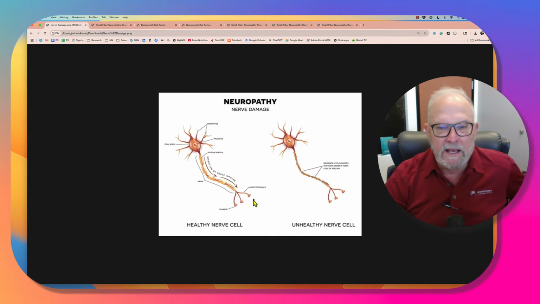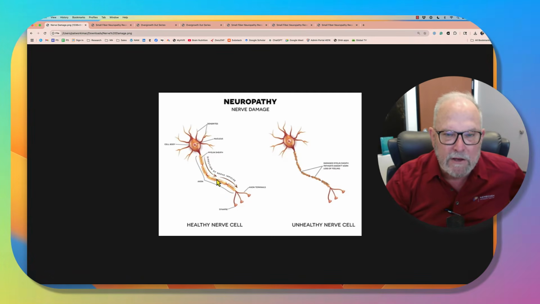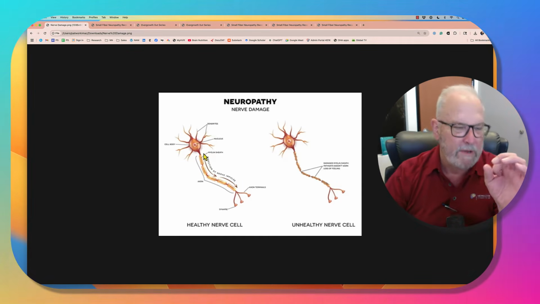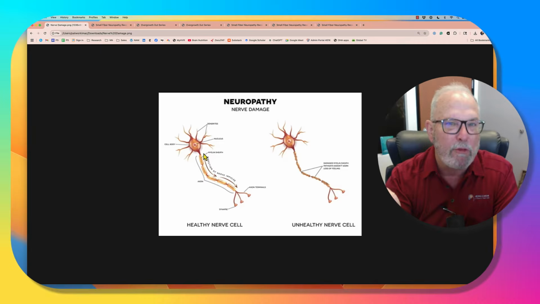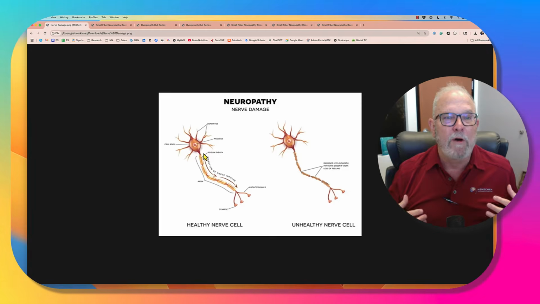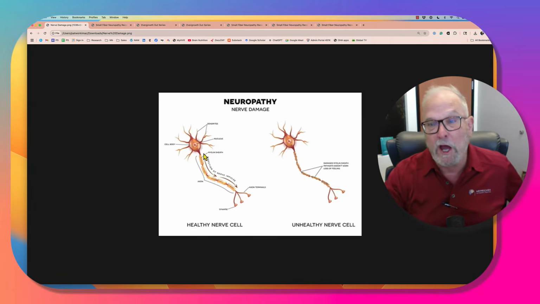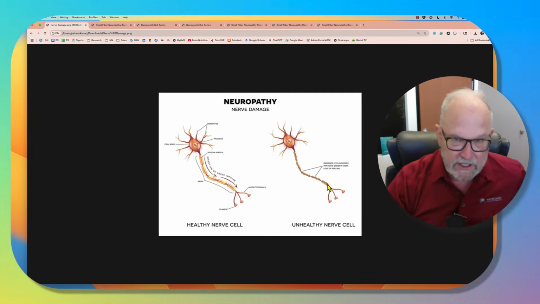Now, here is a healthy nerve. So you've got the body, the axon, and the ends of it are what we call the synapses. And these little hot dog shaped things here are called myelin. If you think of the nerve as a copper wire, the myelin is the protective coating around the wire. Okay, that's what myelin is. And typical neuropathy, that's not traumatic but chronic, something that develops over time, involves damage to the myelin for one reason or another. And one of the most common reasons is just inflammation.